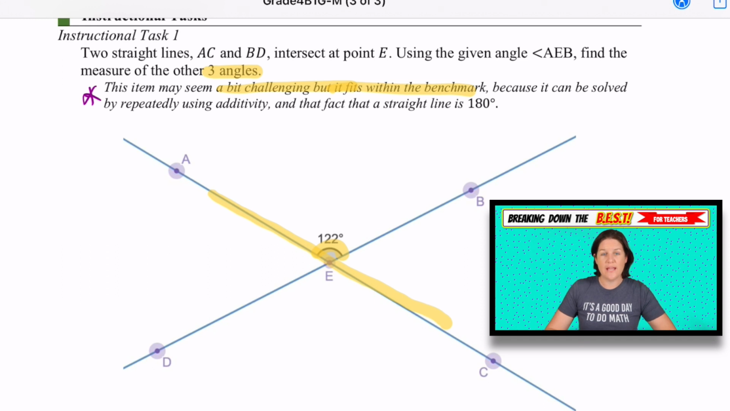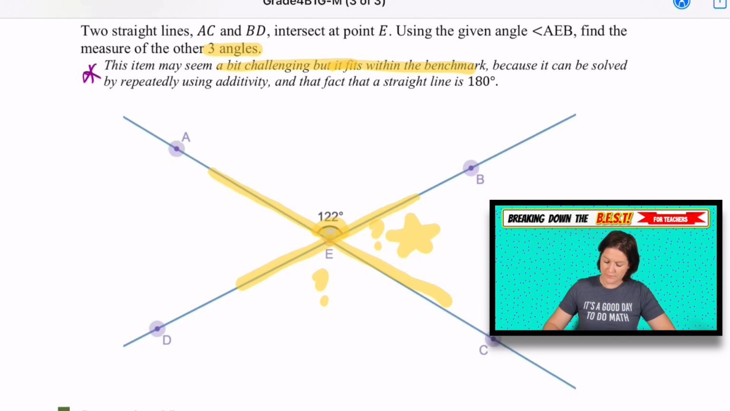We could say 180, that 122 degrees plus the unknown angle here equals 180, and then you can use subtraction to figure that out. And then if we know that this is 180 degrees, and now we figure out what this angle is, we can figure out what that angle is, and keep going all the way around. So it's definitely in line.